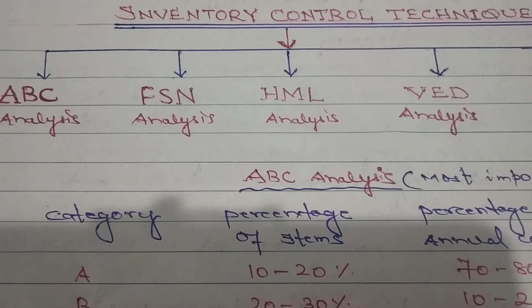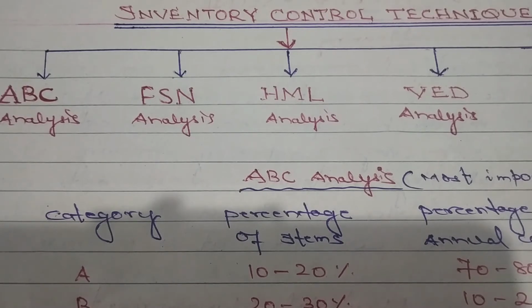All these will create a problem for the organization. So both situations are very, very tough. You have to make a trade-off, meaning you have to make a balance between stock out and overstock. So how will you control?